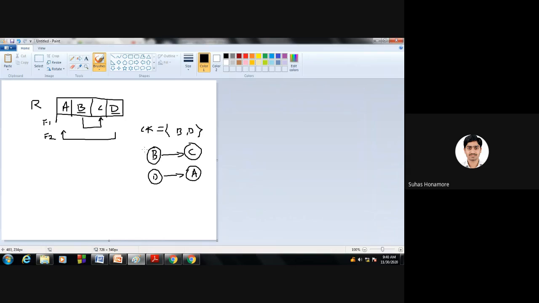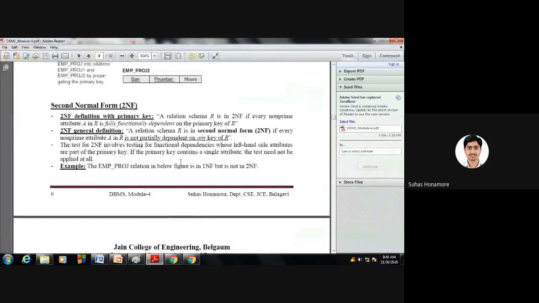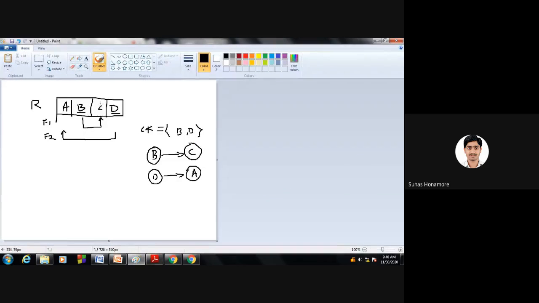Now we will see whether it is in 2NF or not. This is the definition we had: a relation R is in 2NF if every non-prime attribute is fully functionally dependent on the primary key. Here C and A are both non-prime attributes. C is dependent on B. Is it fully functionally dependent on the primary key? No, it is partially dependent. The primary key is B and D together, but C is dependent on only B. It is partially dependent on the primary key, so this is not in 2NF, because F1 is violated.